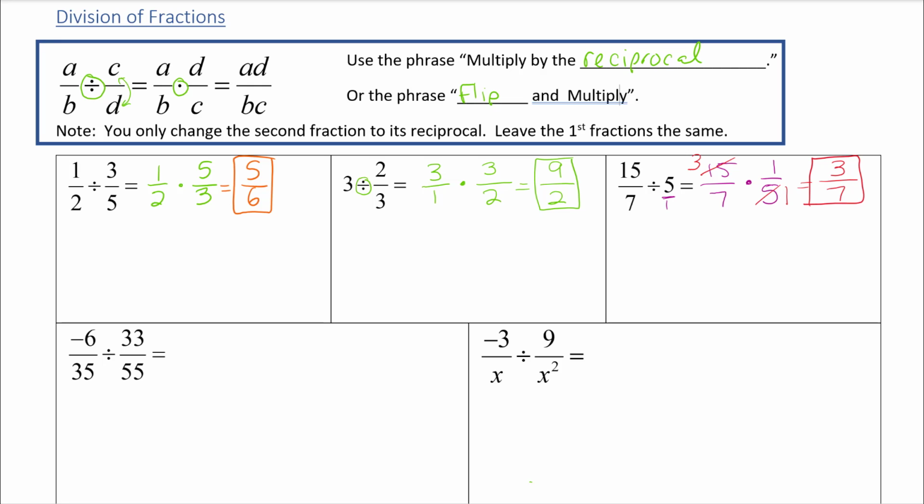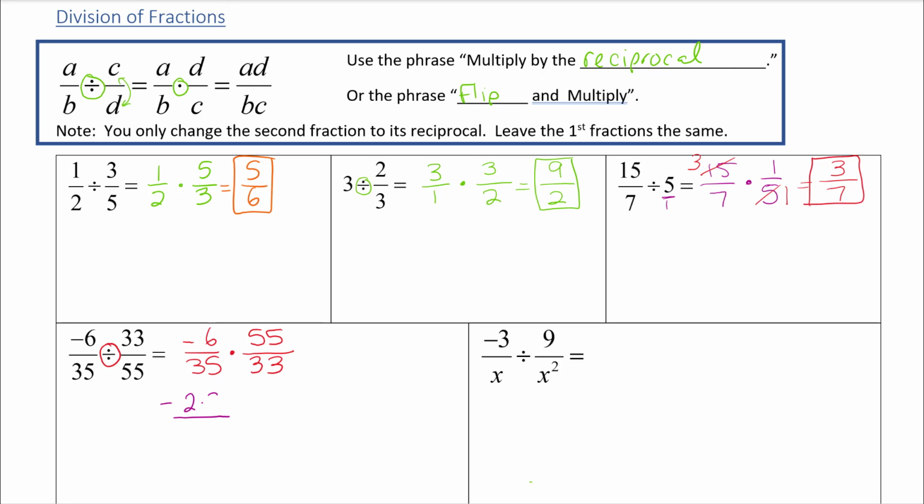On our next problem, -6 over 35 divided by 33 over 55. So I'm going to change that division into a multiplication. And the 33 over 55 is going to flip, or reciprocate, into 55 over 33. Now these are big numbers. There's a couple different ways you could do it, as we discussed before. I'm going to go ahead and try prime factorization here.